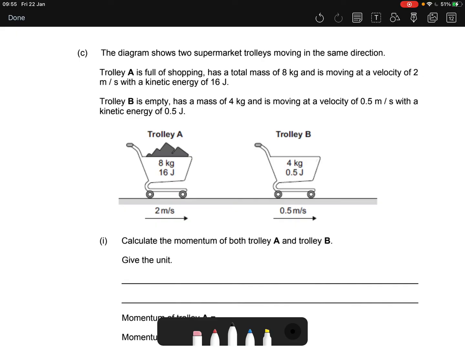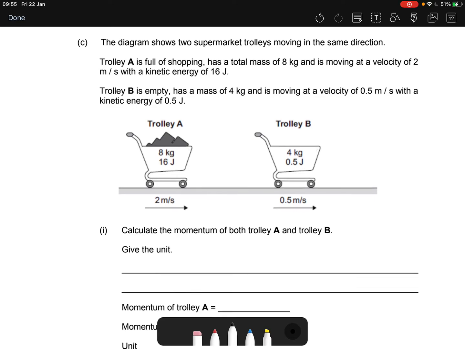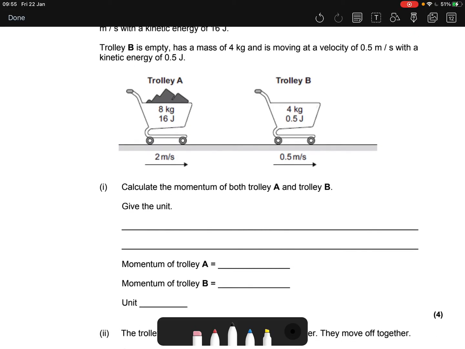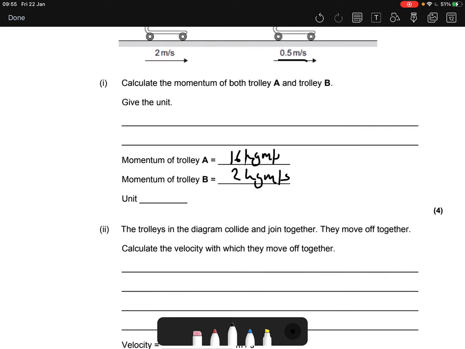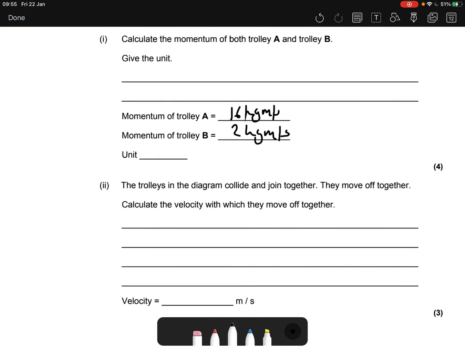A supermarket trolley is moving in the same direction. We've got trolley A, mass of 8 kilograms, moving at a velocity of 2 with a kinetic energy of 16 joules. Trolley B, empty, mass of 4, moving at 0.5. So, the momentum of both trolley A and trolley B. The momentum of A is 8 times 2, so that is 16 kilogram meters per second. Trolley B is 4 times 0.5, so that is 2 kilogram meters per second. I've done my unit there.